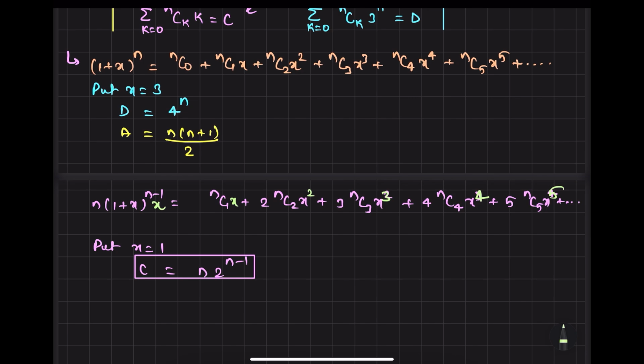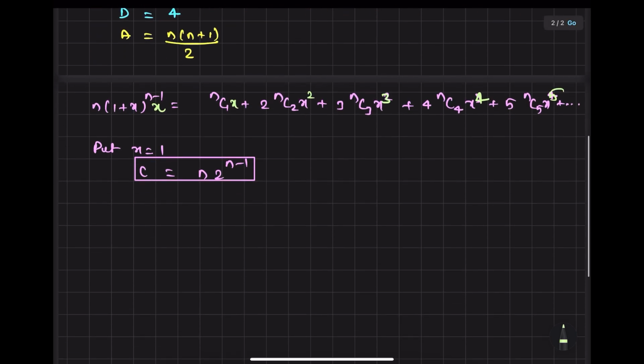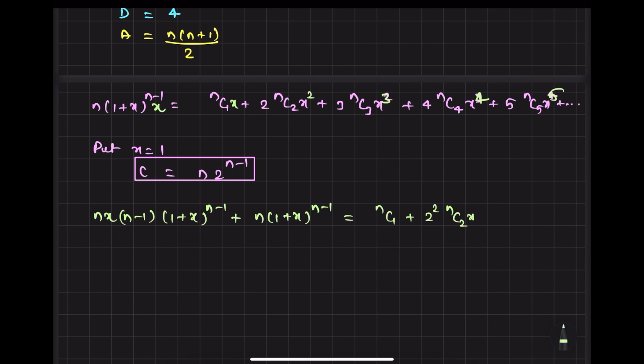Now do the differentiation. So what will happen? We will keep nx as it is and then differentiate (1 plus x) power n minus 1, plus we will keep n (1 plus x) power n minus 1, and then differentiation of x will become 1, and then you will be having nC1 plus 2 square nC2 x plus 3 square nC3 x square, and so on. And it is a similar situation. Now what we will do?